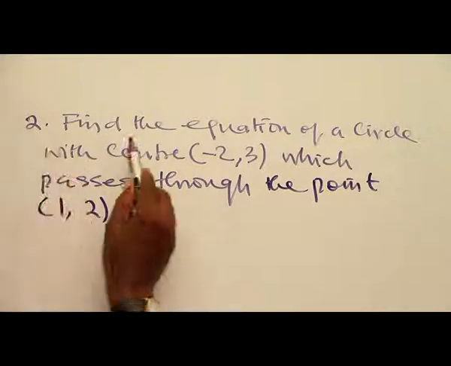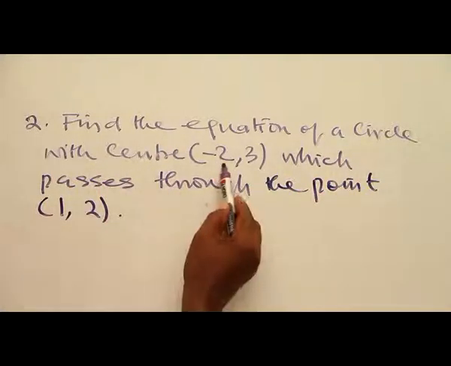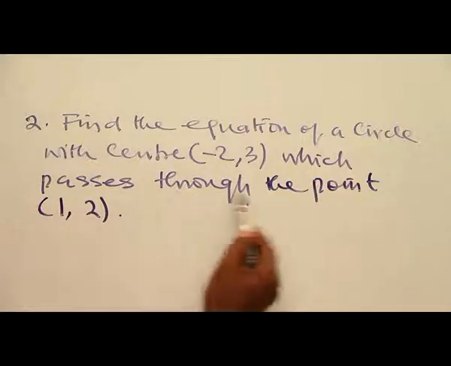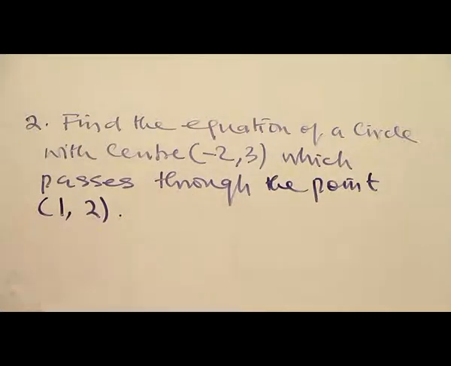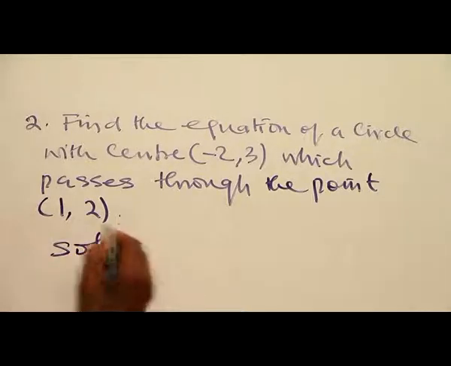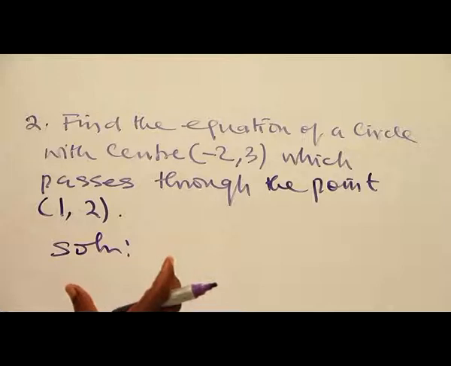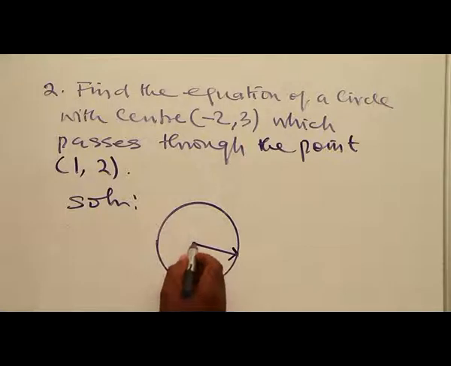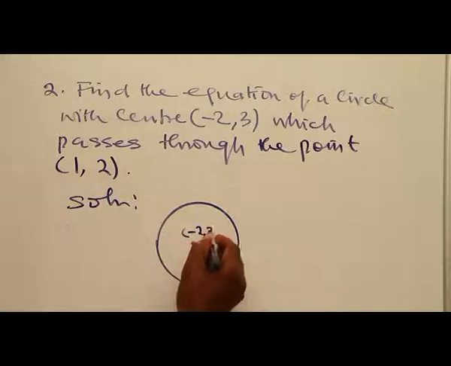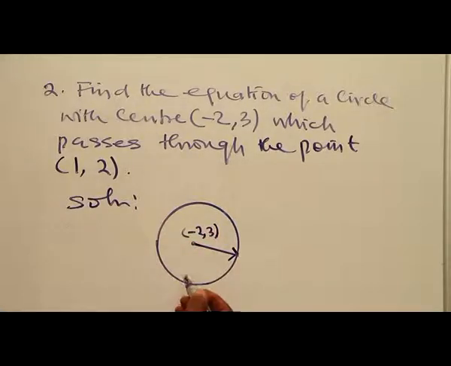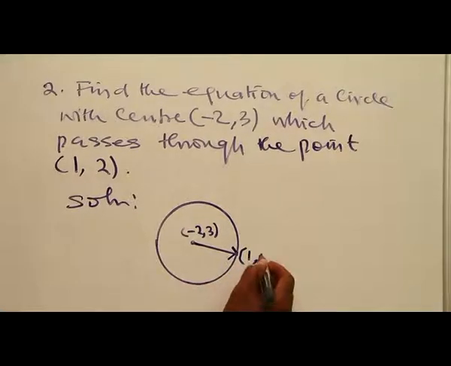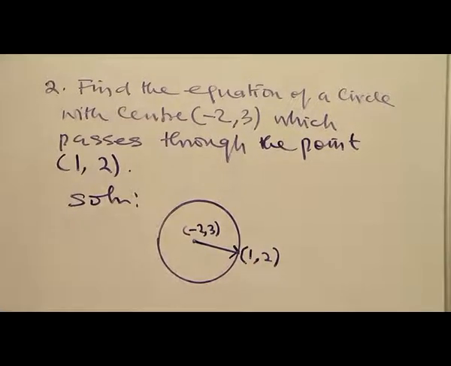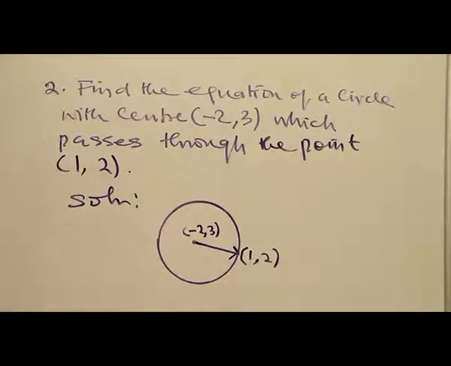Example number 2. Find the equation of a circle with center (minus 2, 3), which passes through the point (1, 2). The solution. Let us represent the information given to us in a circle. Here is the circle, and this is the center of the circle. And the point is (minus 2, 3). And it passes through another point, (1, 2).